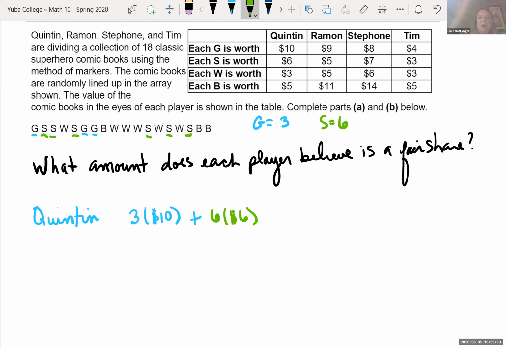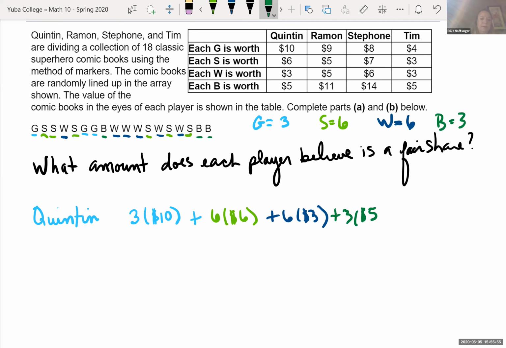And now looking at how many W. We have 1, 2, 3, 4, 5, 6 comic books of W, and he believes those are worth $3 each. And then B. We have 1, 2, 3, so 3 books, and they're worth $5 each. That's a dollar sign.